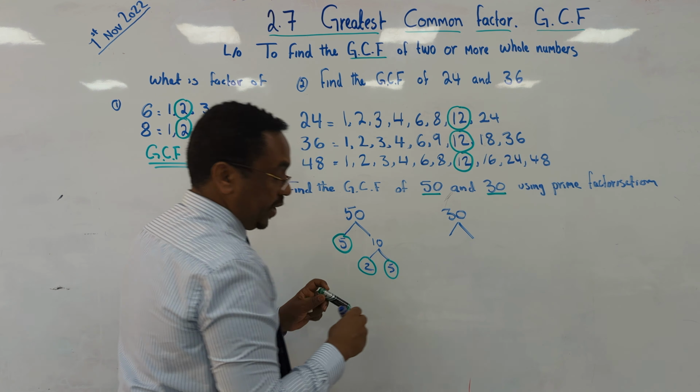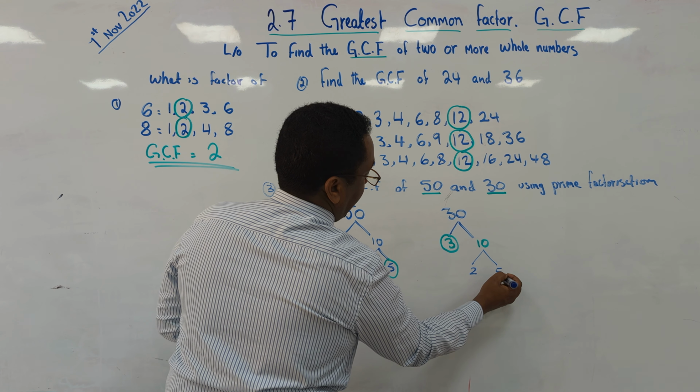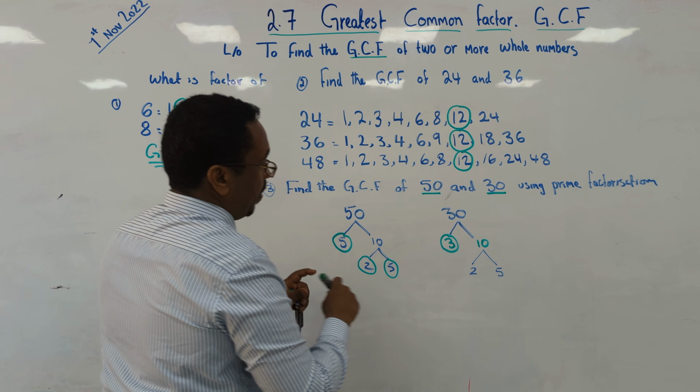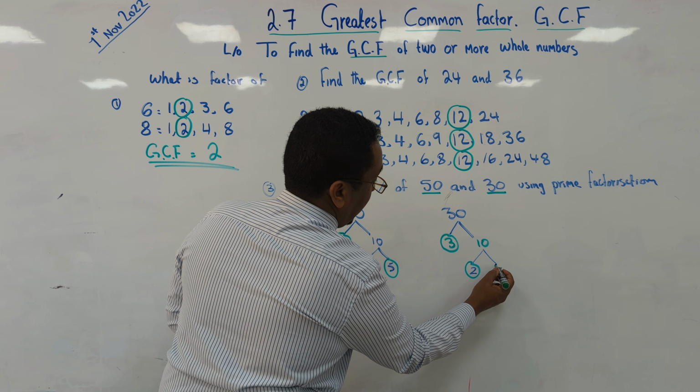Okay, which one is the prime number? 3 is the prime number, so we circle it. And what gives us 10? 2 times 5. Which one is the prime number? Both of them are prime numbers, so we circle them.